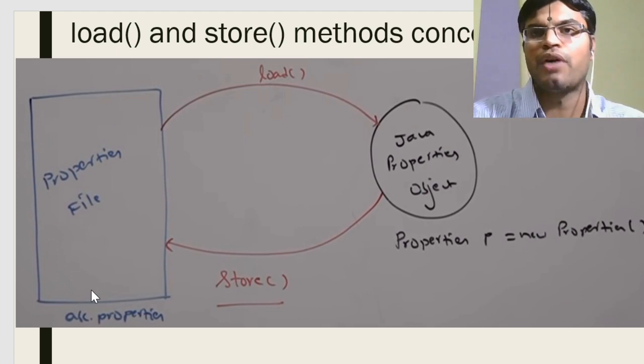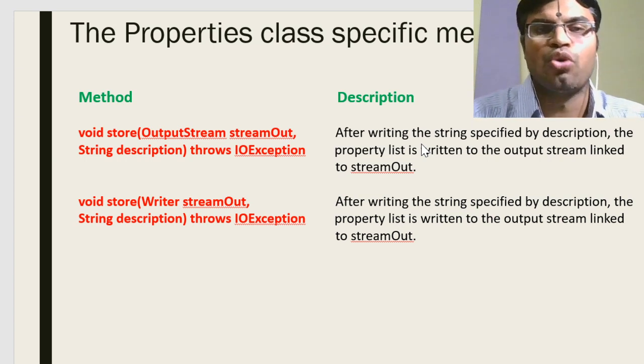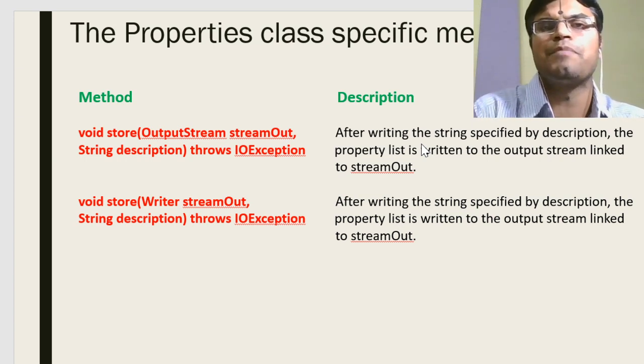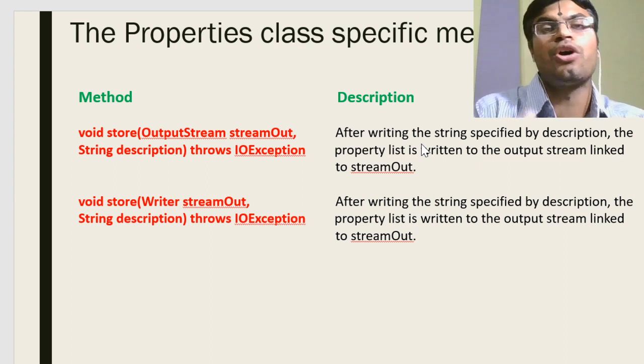We will continue with one more function there. So this is one more function we have, guys. We have something called a store function, similar to your load function. This store function also has two types. One is using a class called output stream, another is using a class called writer.